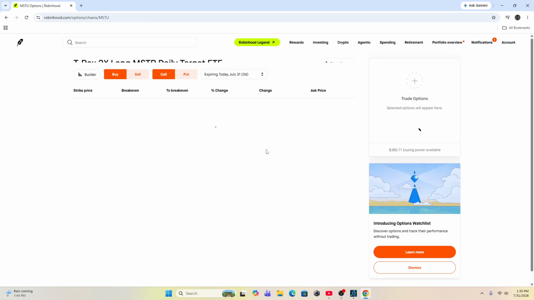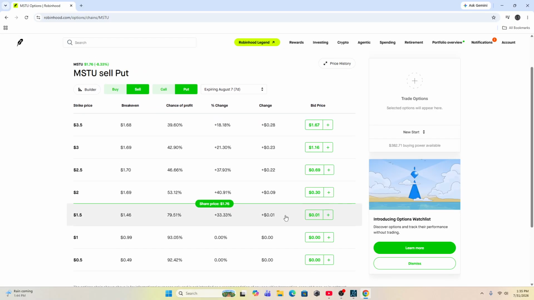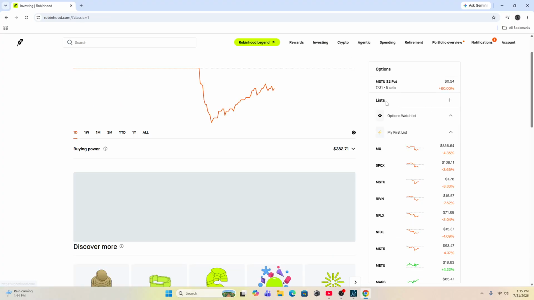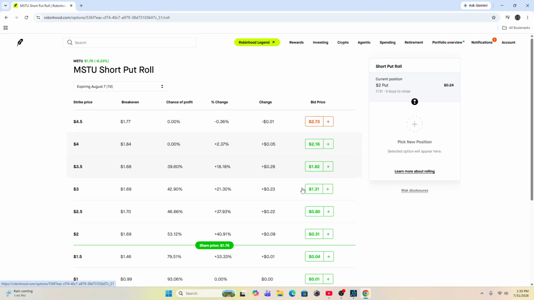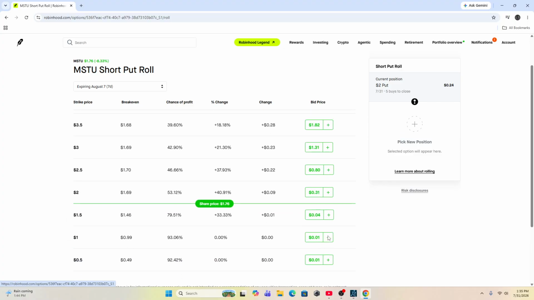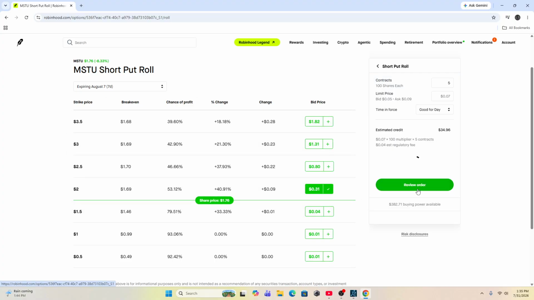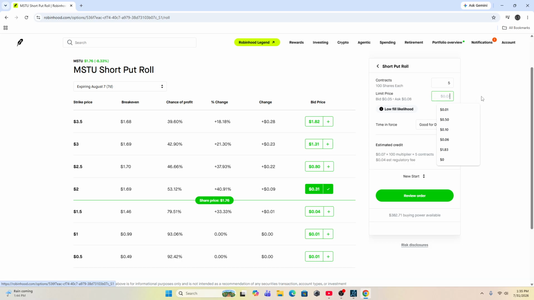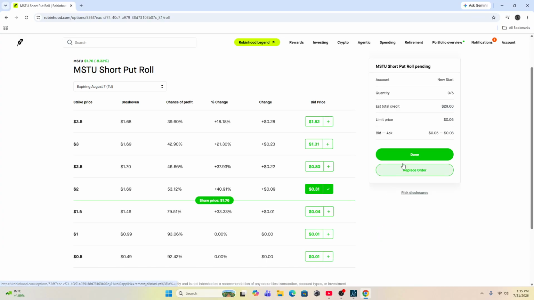What is the next week's price? It's going to be the 7th. And the $2 puts here is going to be 30 cents. And so it's a difference of 6 cents there. I just wanted to look at that real quick, and we will roll this position to August 7th, next Friday. The $2 puts continue, and there's a difference of 6 cents for all 5 of them. Review the order and submit, and done.